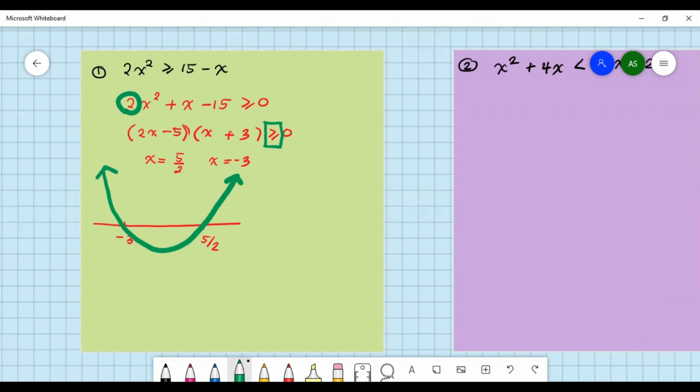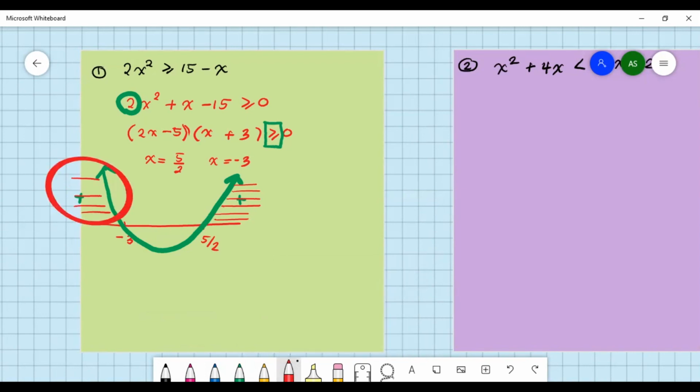Now take note that this is a greater than or equal to. So when we say greater than, that means it's above your x-axis. The one below here is a negative value. So therefore, we will be taking only this portion of your graph because what we want is greater than or equal to 0. So therefore, the solution to your inequality will be this portion here.